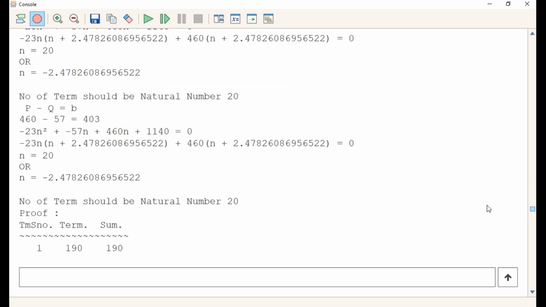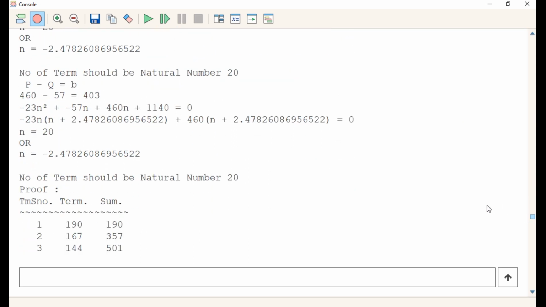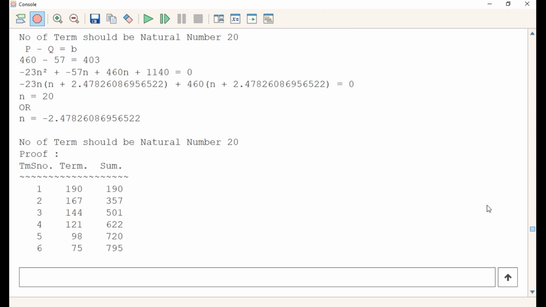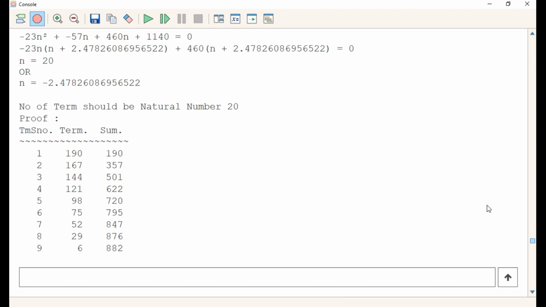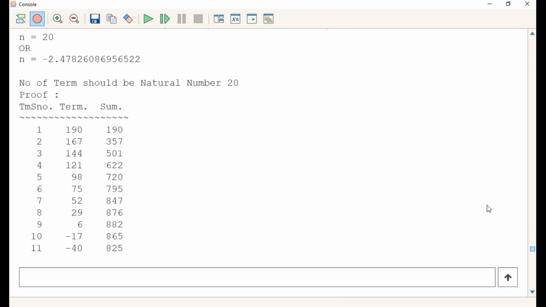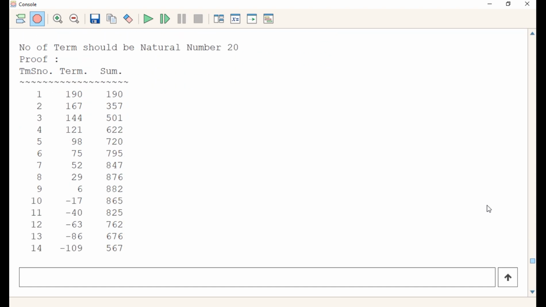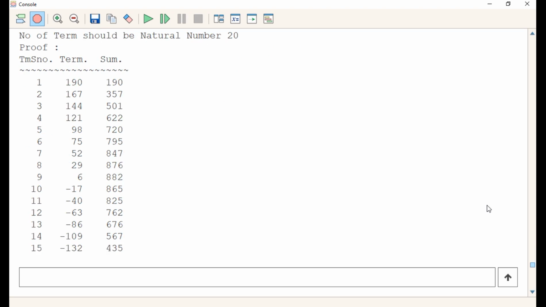It means the sum of the first 20 terms is equal to minus 570. To prove the correctness of the answer, the program uses a loop to calculate the serial number of the term, the term value, and the cumulative total of the terms up to that term number, and displays them in each row. When the term sum becomes equal to minus 570, the controller exits from the loop.